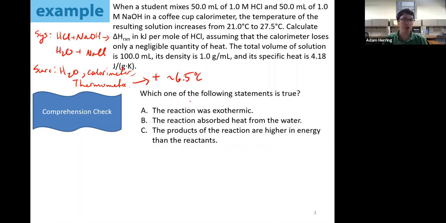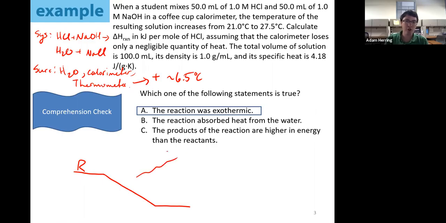Since the thermometer registered an increase of its temperature, that means the system must have given off that heat. Therefore, the reaction was exothermic. Instead of heat being absorbed from the water, the water in our coffee cup is what's absorbing the heat. And since the reaction was exothermic, that means if we were to take a look at the energy of our reactants, then we must have gone down in energy and given off energy to our surroundings. Therefore, our products are lower in energy.